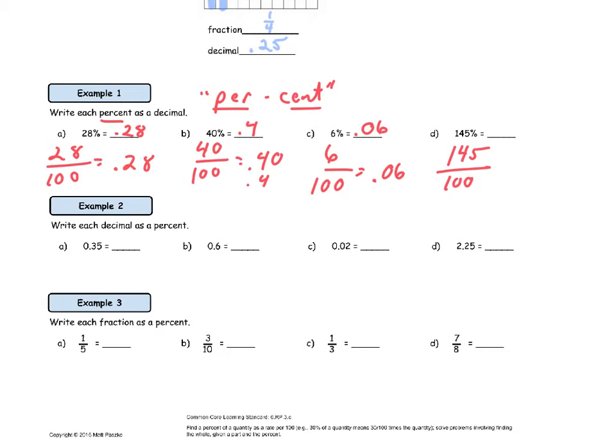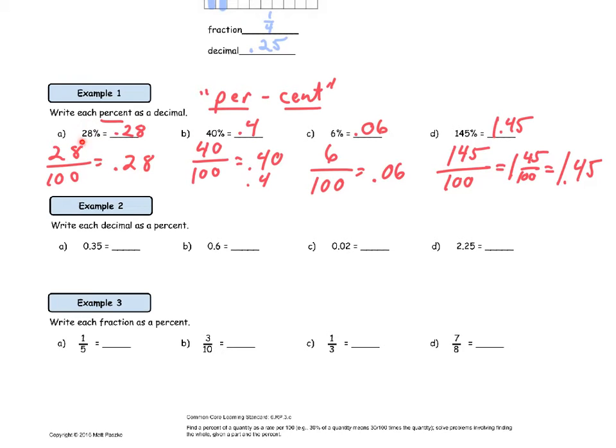145%. That's equal to 1 and 45 hundredths. Right? You see it, you say it, you write it. 1 and 45 hundredths. 1.45. Just like above, I want you to start to see a relationship between the percent and the decimal.